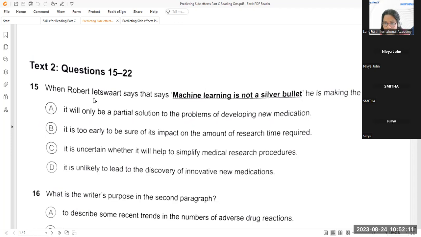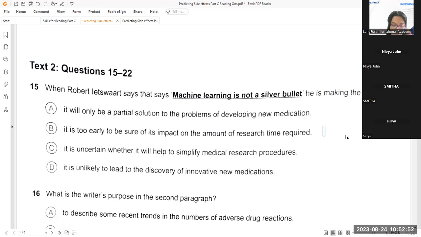Yes, ma'am. When Robert LangFort says that machine learning is not a silver bullet, he is making the point that. Okay, so they are not asking us to find out the meaning of this phrase, but what exactly do we need to find out here? When Robert LangFort says machine learning is not a silver bullet, he is making the point that. So we need to figure out what point. What point is made?